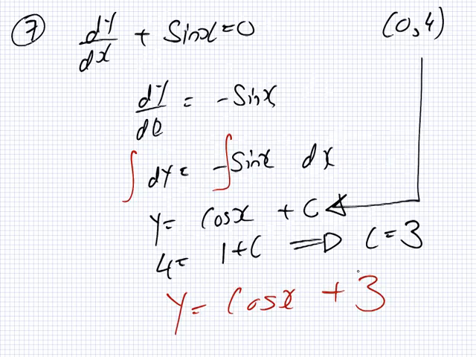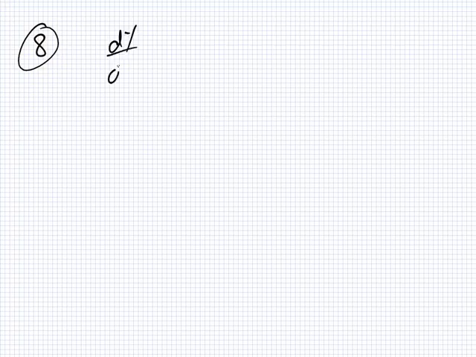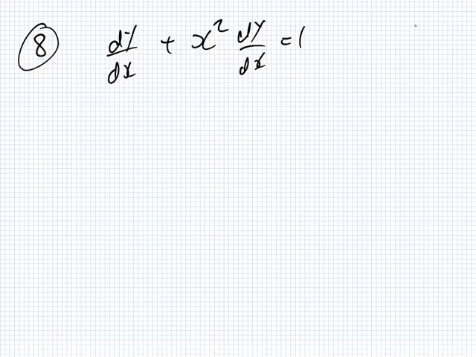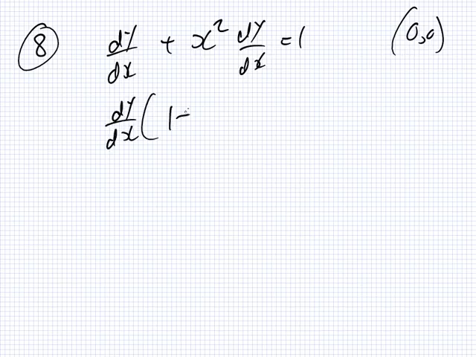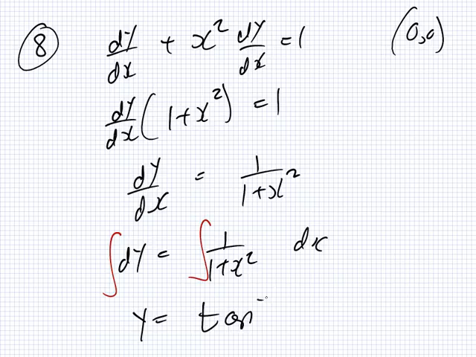Okay, next. 8. dy/dx plus x squared dy/dx equals 1, with the point (0, 0). This is your one, yeah? What should I do first? Take dy/dx out. Next, divide. Next, bring the dx up. Next, integrate. You know this one, we did it last week. It's tan inverse x plus c.